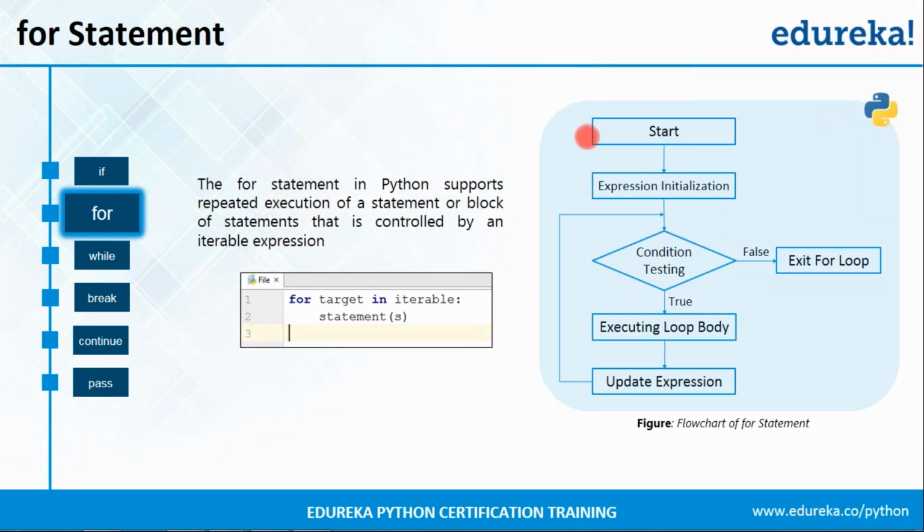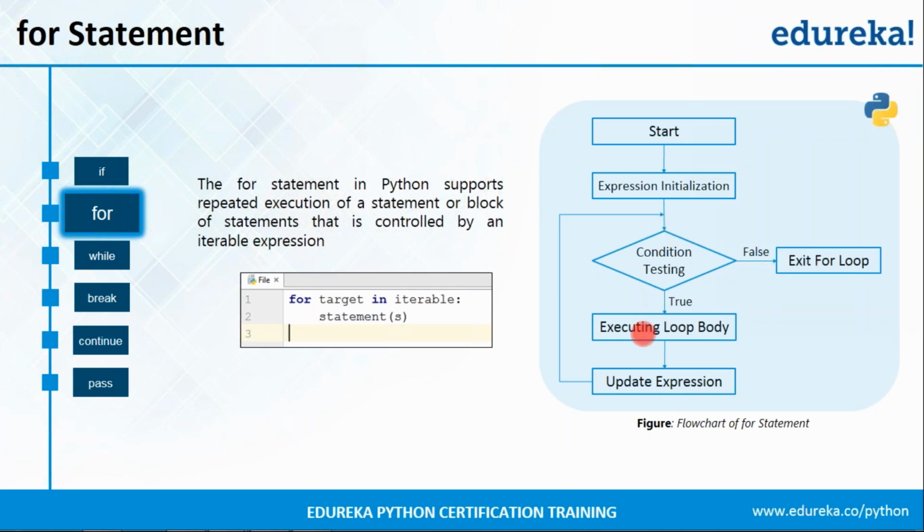So let me just explain this flowchart over here. This is the start, and this is the expression initialization, because you will have a control variable, a variable that will change its values throughout the loop, okay? This is where the condition will be tested. If the condition is true, only then the loop body will be executed, and if the condition is false, it will just exit the loop.